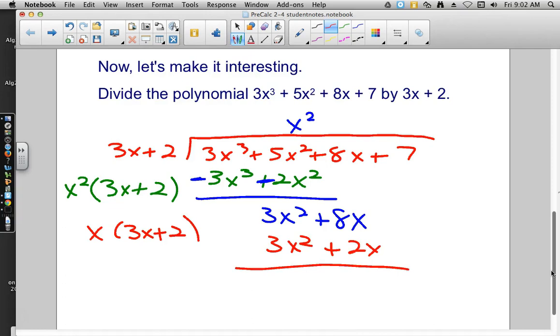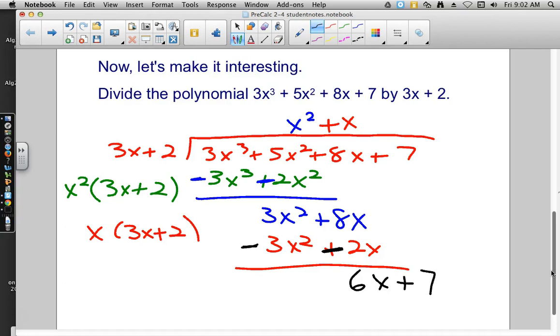Looks like it's going to work. I'm going to put my x up here. But what do I have to do? Change the signs and add. 3x squared minus 3x squared, gone. Perfect. That's what we wanted. 8x minus 2x is 6x. Done? Don't know yet. Got to bring the 7 down. Haven't dealt with that 7 yet.